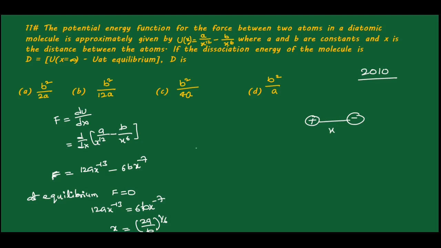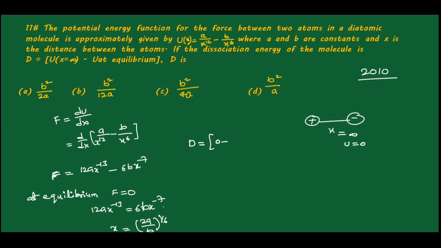Now take the dissociation energy D. D is given by U at x equal to infinity, and U at equilibrium. U at x equal to infinity means the distance between these two atoms is infinity. If they are at infinite distance, then the potential energy is 0. Then your first term is 0. Next, at equilibrium, what is the potential energy? We already know the general potential energy equation in x, but we have to substitute the equilibrium value in this equation and simplify, then you will get the dissociation energy.